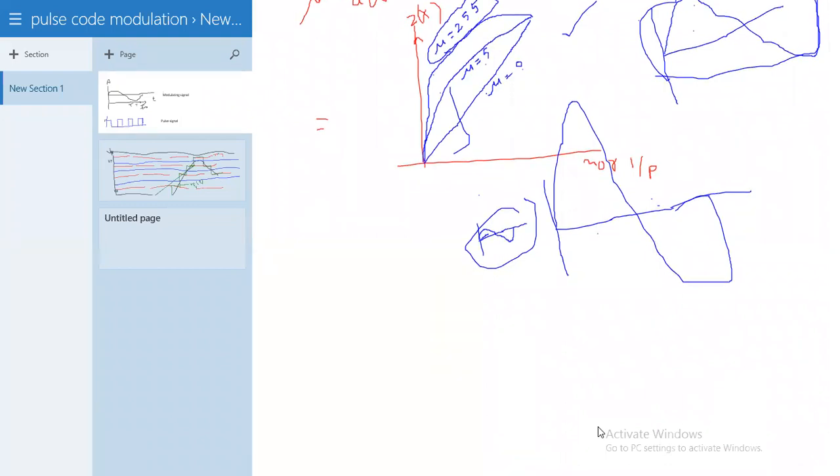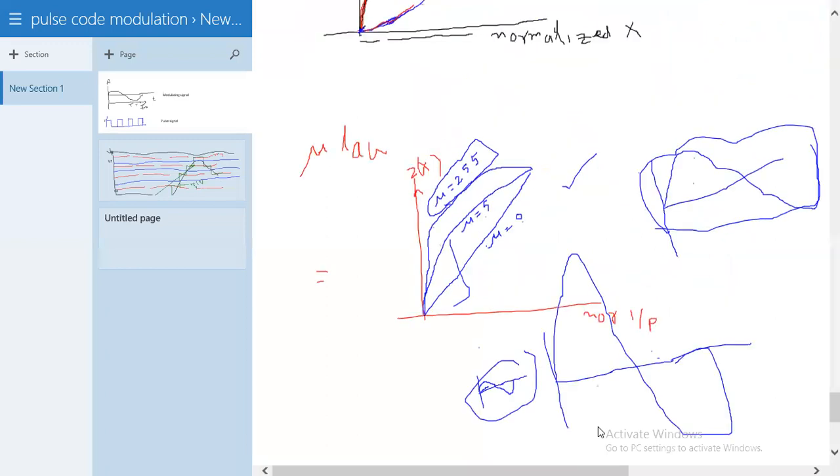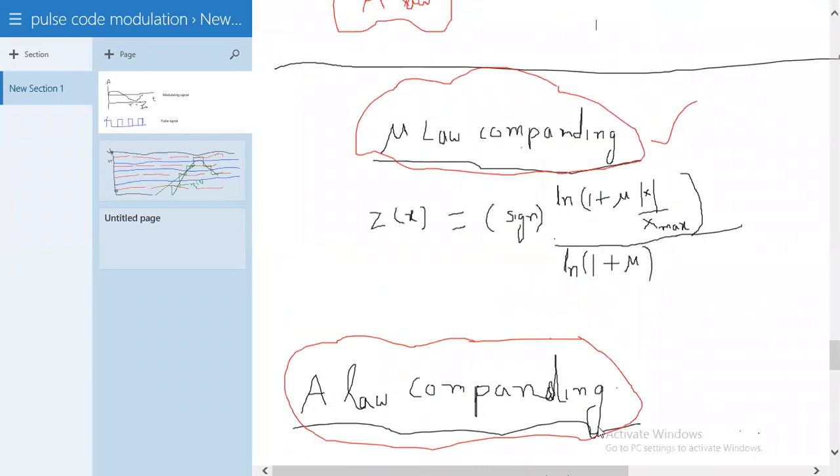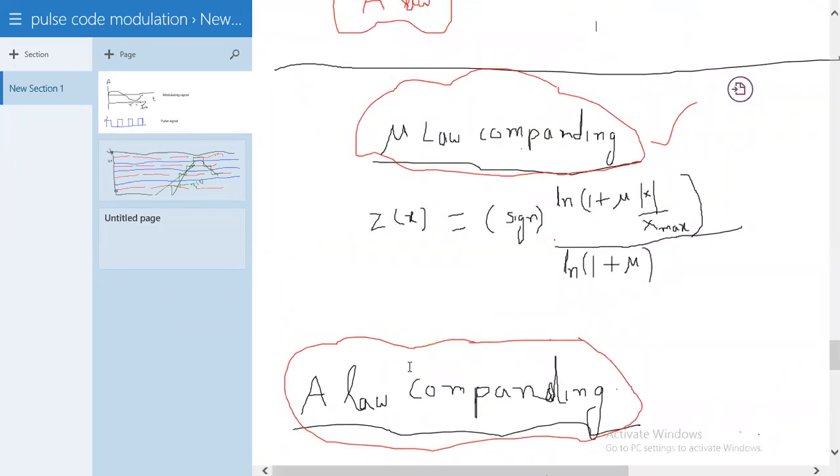So in this one, mu is the parameter, that's why this is mu law companding, which is used in telephone transmission signals. Here the formula for mu law companding to find the compression of the input signal is like this, where z of x is the output, the compressed signal. So this is the sign, logarithm of 1 plus mu mod x by x maximum divided by ln of 1 plus mu. Here we can observe that mu is the parameter.